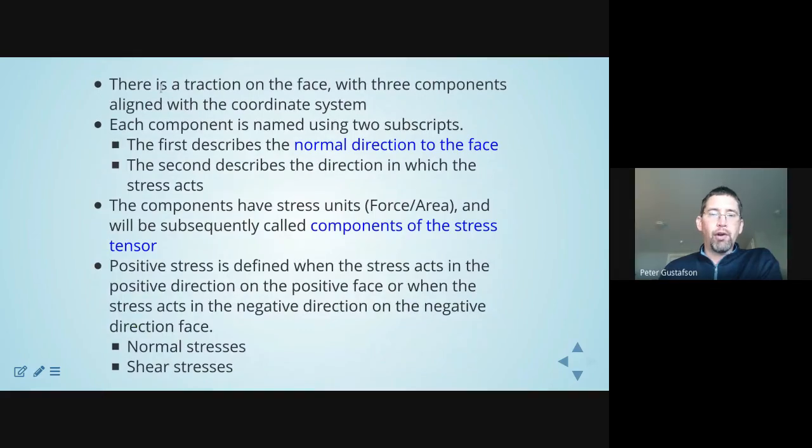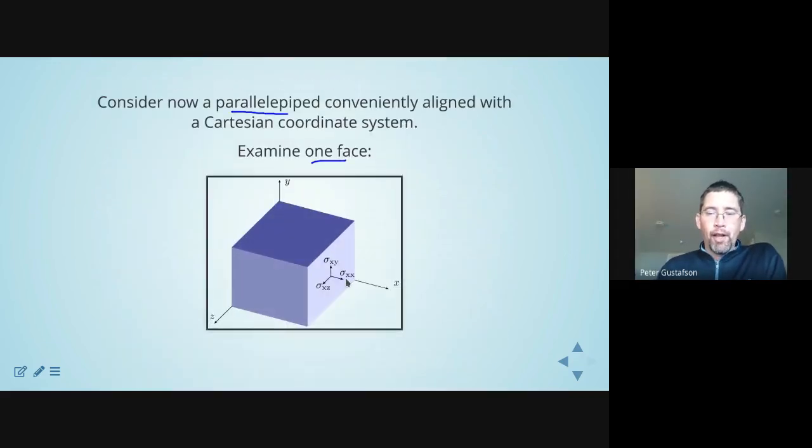So on this face, there is a traction with 3 components. Again, it's aligned with the coordinate system. We have to look at how we name our components. By convention, we name them associated with the normal direction of the face, and we use subscripts. So let me go back to this image for a moment. The first subscript is the normal direction for the face. So on this particular face, they are all x normal faces. All of these components are associated with that face, the positive x normal face.